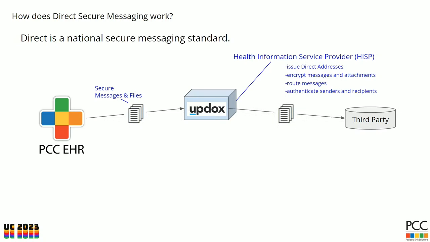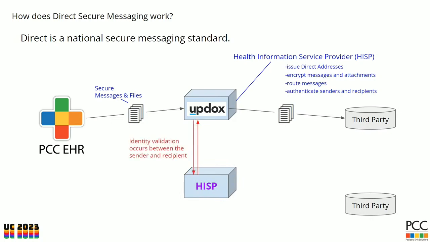But like I mentioned, there are a lot of HISPs out there, so it's very likely that a third party you want to exchange with uses a different HISP. And in that case, the HISPs just have to talk to each other, do some identity validation, and then the messages and files can go on through from one HISP to the other onto the third party. And the flow is the same backwards when the EHR is receiving a direct secure message.